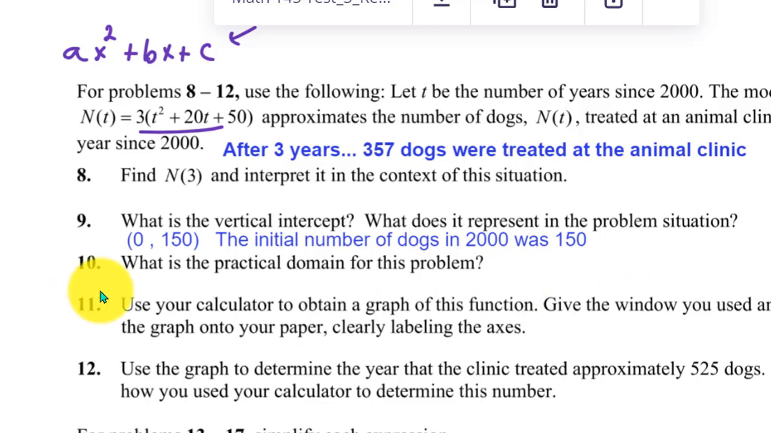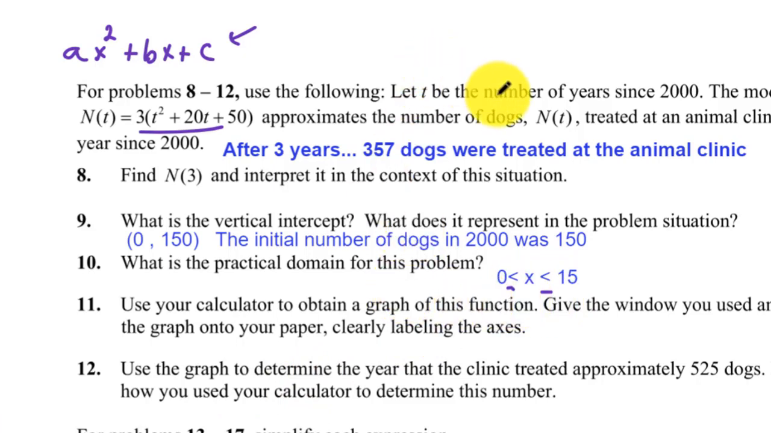Practical domain for this problem. There are many correct answers. Think about how long this model is good for, right? So, I don't know, maybe the model's good for 10 years or 15 years or 20 years. So I will say my domain: x is somewhere between 0 and 15.